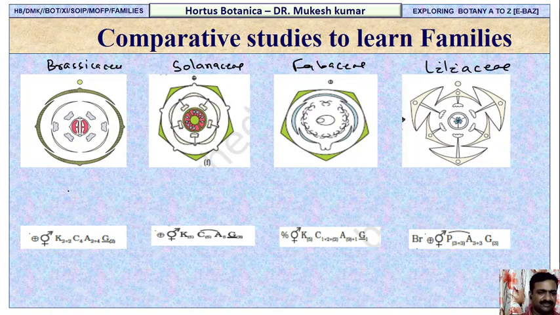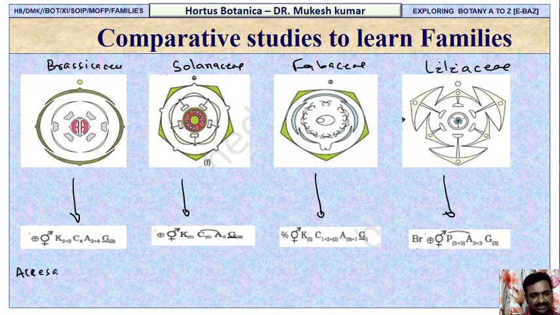Got it? So this is a floral diagram and this is a floral formula. Isn't it? So many questions will come like that. How will the question come? A question will come: tell me how many accessory whorls are there? Mind well. Who will tell me? How many accessory whorls are there in Liliaceae? See, this is 2 and 2, 4 plus 4, total 8 accessory whorls.